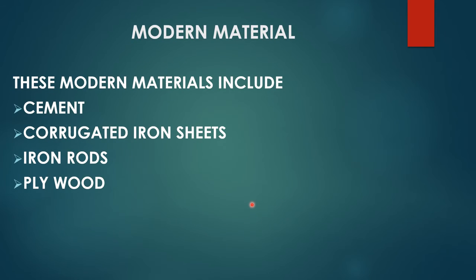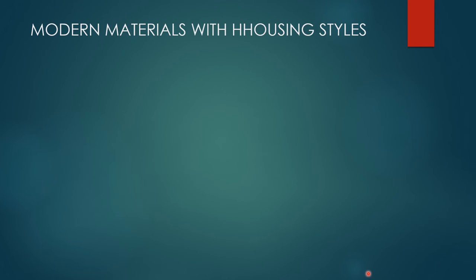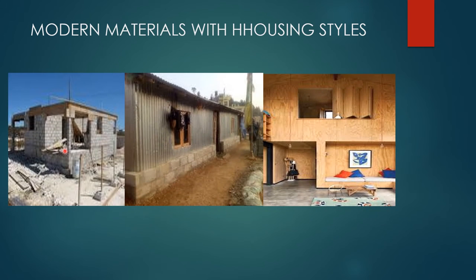Let's now look at the modern materials. The modern materials that are used in building houses in the rural areas include cement, corrugated iron sheets, iron rods, and plywood. This is actually a new situation that is taking place in the rural areas. And so, let's look at the modern materials that are used. Here we have the cement blocks. Here we have the corrugated iron sheets or the zinc. And here we have the plywood, which has been used for construction of houses in rural areas.